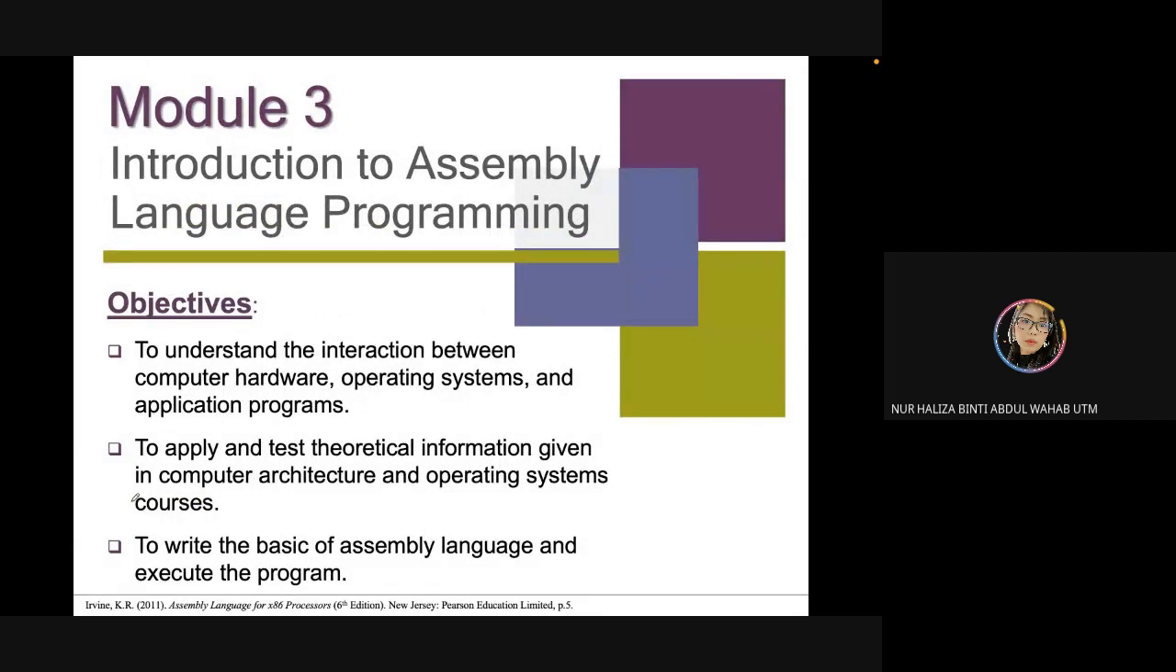Okay, bismillahirrahmanirrahim. Kita start dengan our module 3. There are a variety of objectives that you need to achieve throughout module 3. After you finish module 3, you need to understand the interaction between computer hardware, operating system, and also your application program. So what is an example of an application program?